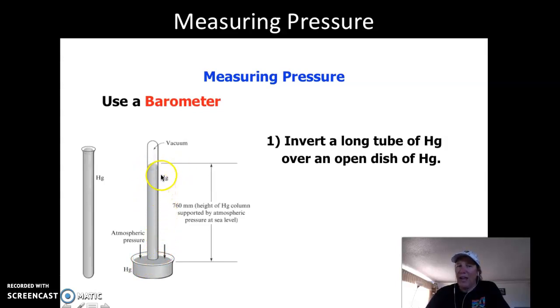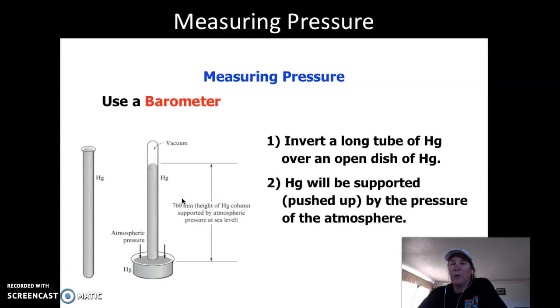Okay, if you're at sea level, it's 760. That's sea level. So if you're above sea level or below sea level, if you're below sea level, it's going to exert more pressure, so it's going to go up. If you're above sea level, okay, it doesn't exert as much pressure, so it doesn't go up as far. Okay, that's how a barometer works.